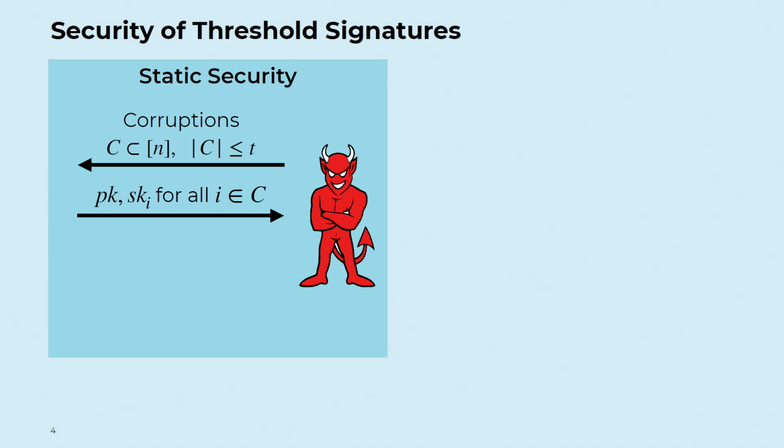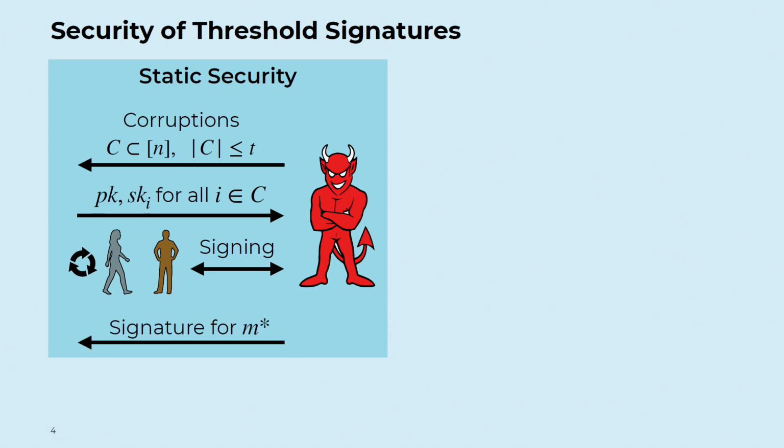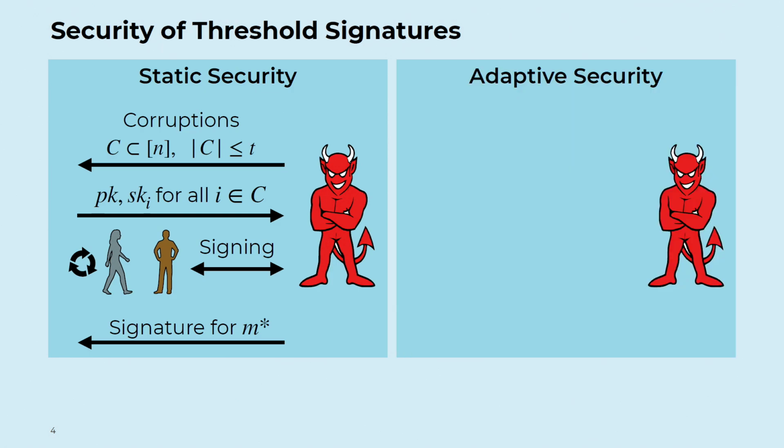Then it learns the public key and the secret key shares for all these corrupted parties. It can then talk to the remaining honest parties in the signing protocol, and in the end has to output a signature. Good. There's a second way of modeling this, which is adaptive security.